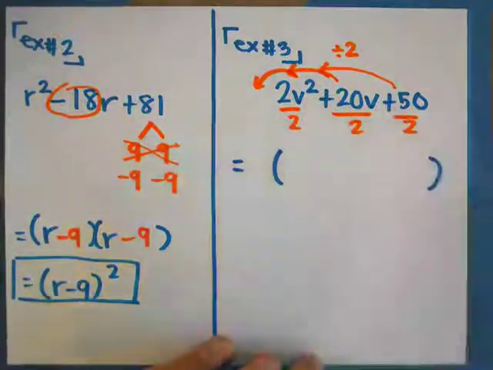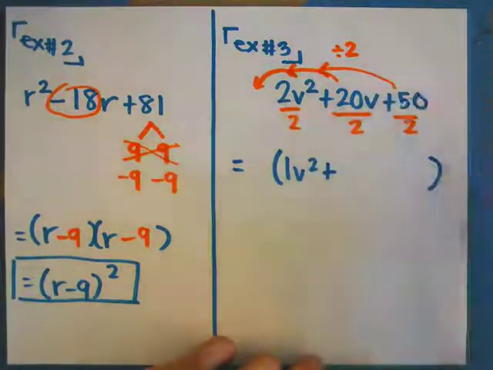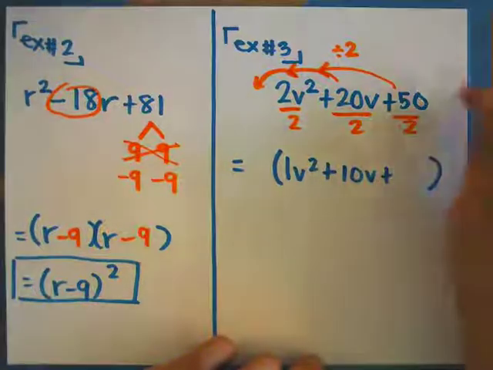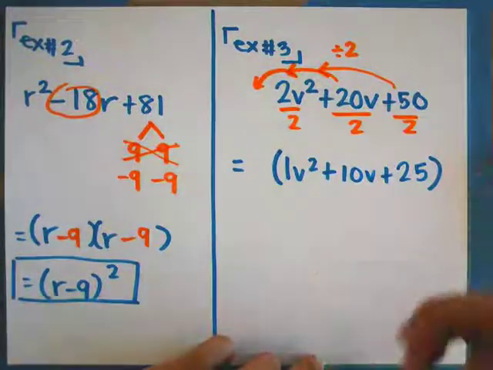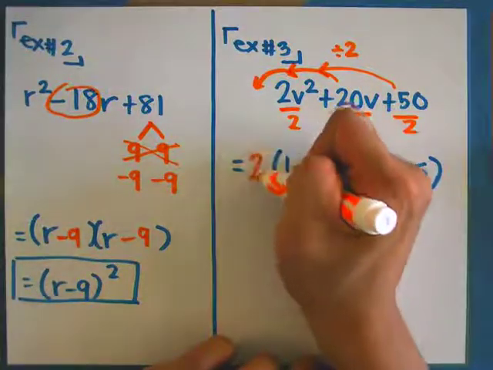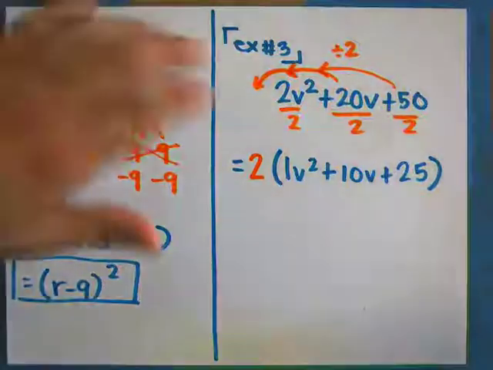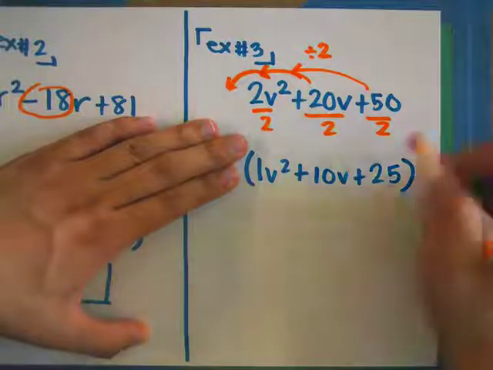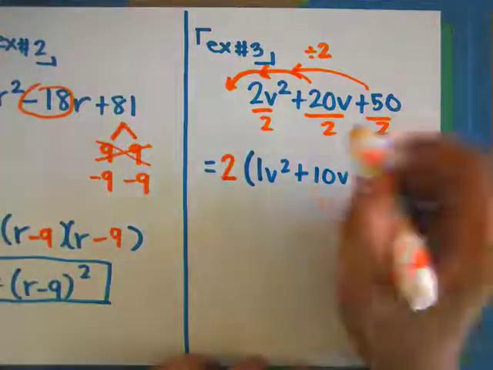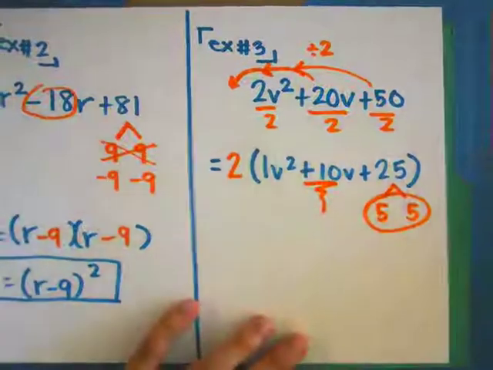Anyway, let's start with the leftovers first. 2 divided by 2 is 1. I'm going to write that. Plus 20, half of 20 is 10. Half of 50 is 25, and because of these reverse distribution arrows, that's signaling me to put that 2 back in front on the left side. Okay, I'm just going to block the 2, and now we can do the factoring on this part over here. There's a 1 in front of the v squared. What two numbers multiply to 25? But they got to add up to positive 10. The only pair I can think of is 5 and 5. Okay.